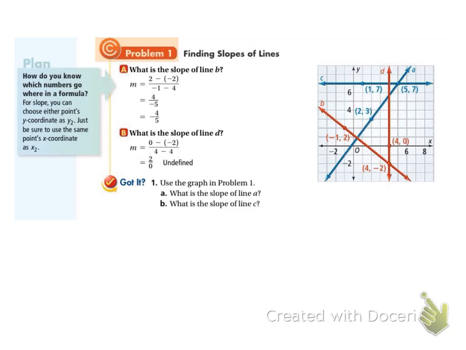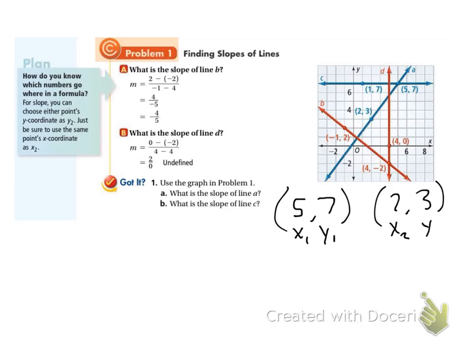So when I'm trying to find the slope of a line, I'm going to use 2 points. If I look at line A, I have the points (5, 7) and (2, 3). I'm going to choose to label this one x1, y1, and this one x2, y2. It doesn't matter which one you make x1, y1 and x2, y2, as long as the 1s stay together and the 2s stay together. My equation is y2 minus y1 over x2 minus x1.